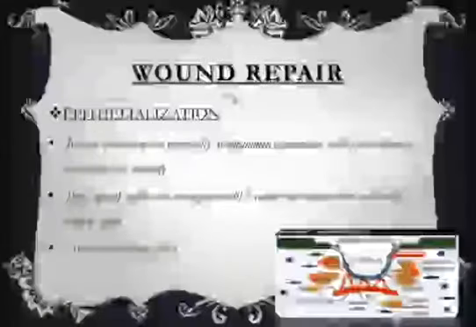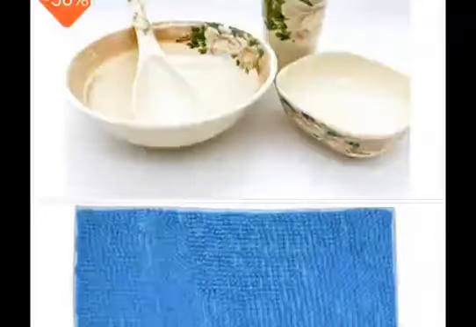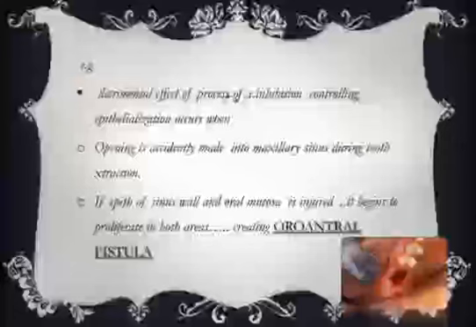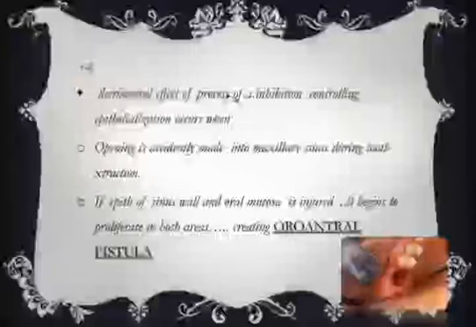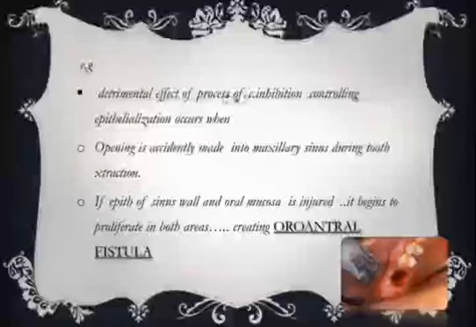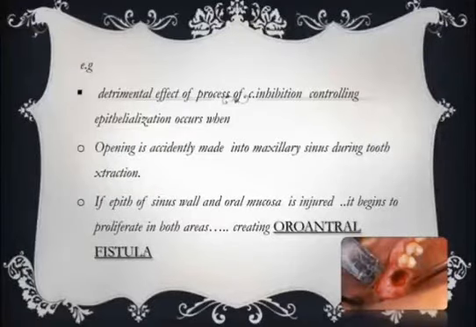Wound repair involves epithelialization. Injured epithelium has a genetically programmed regenerative ability that allows it to re-establish its integrity. Free edges of the epithelium continue to migrate until they come into contact with another free edge of the epithelium. There can also be abrasion. A detrimental effect of the process of inhibition controlling epithelialization occurs when an opening is accidentally made into the maxillary sinus during tooth extraction.